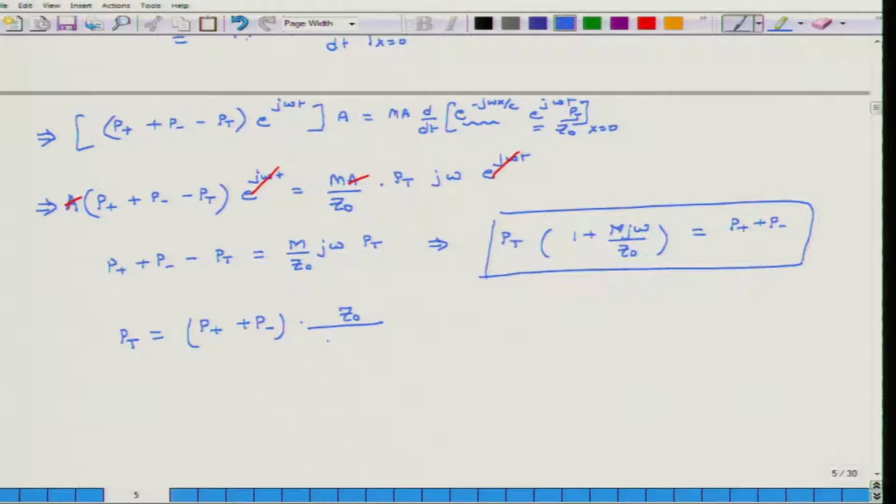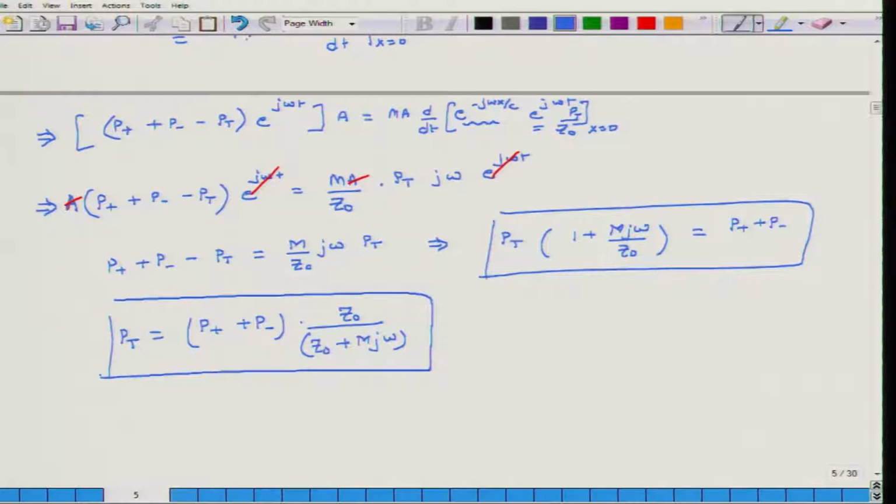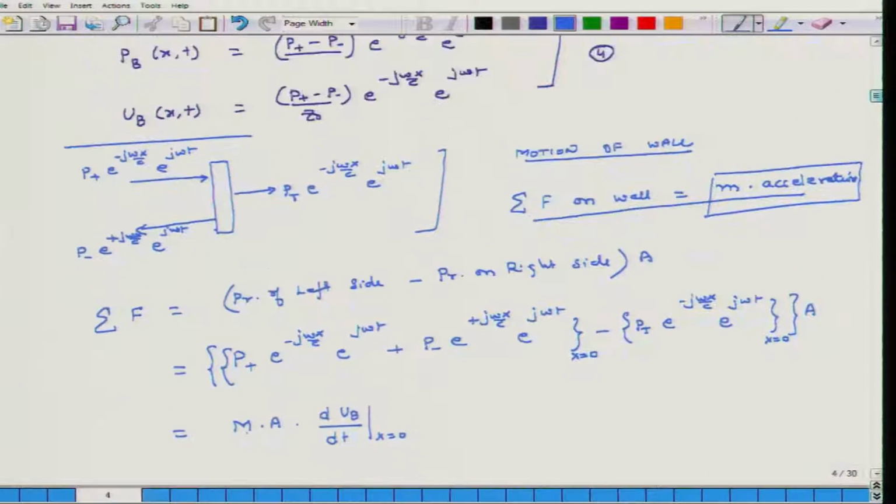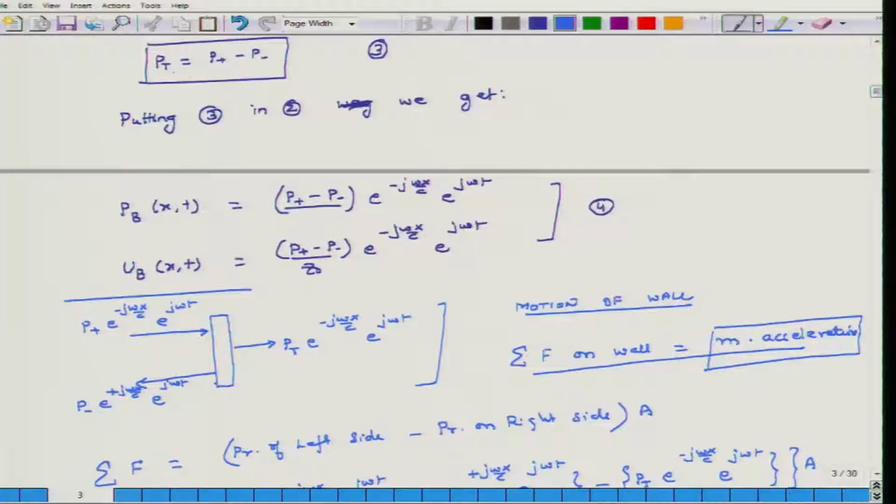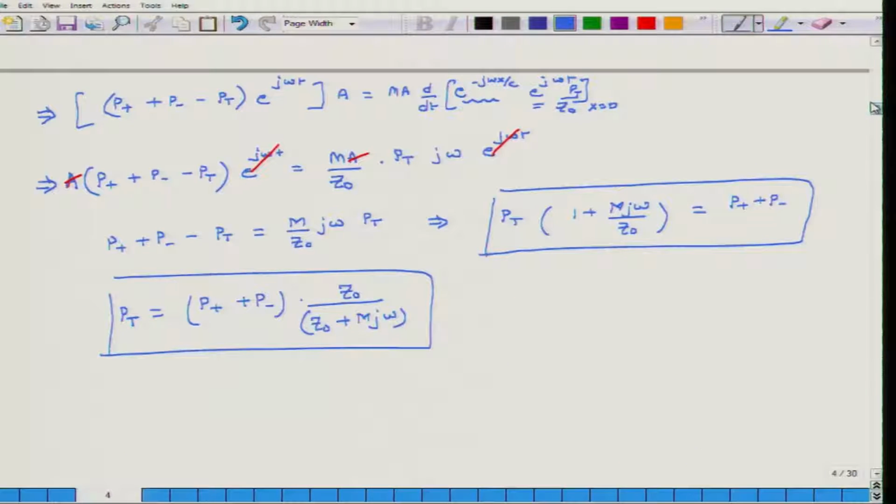So, this is another expression, or I can say that Pt equals P plus plus P minus times Z naught divided by Z naught plus m j omega. So, this is another expression for Pt. So, we had developed one expression for Pt which was from 3, Pt equals P plus minus P minus. So, we will rewrite that equation again. So, the other expression for Pt was Pt equals P plus minus P minus.